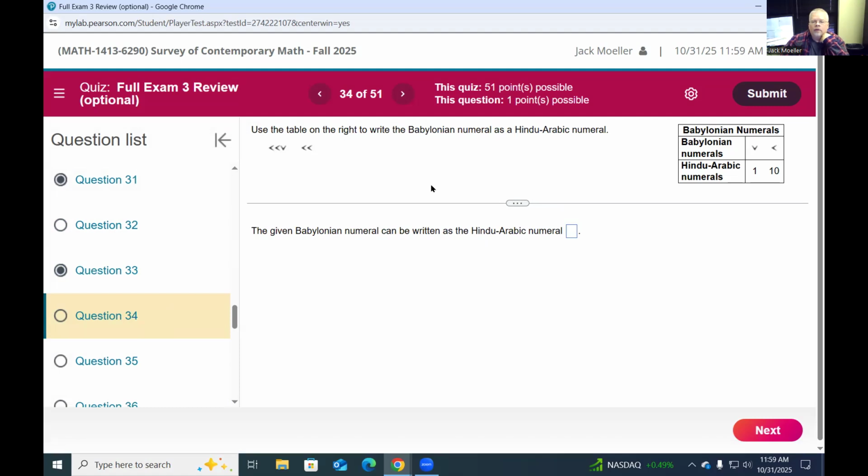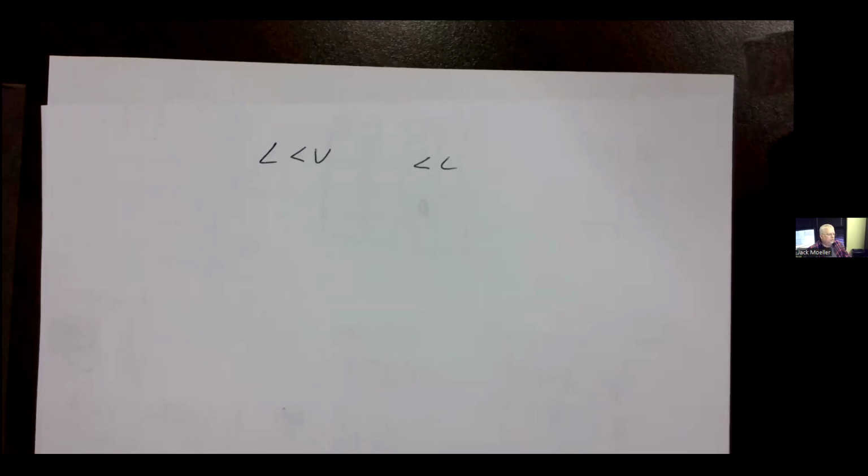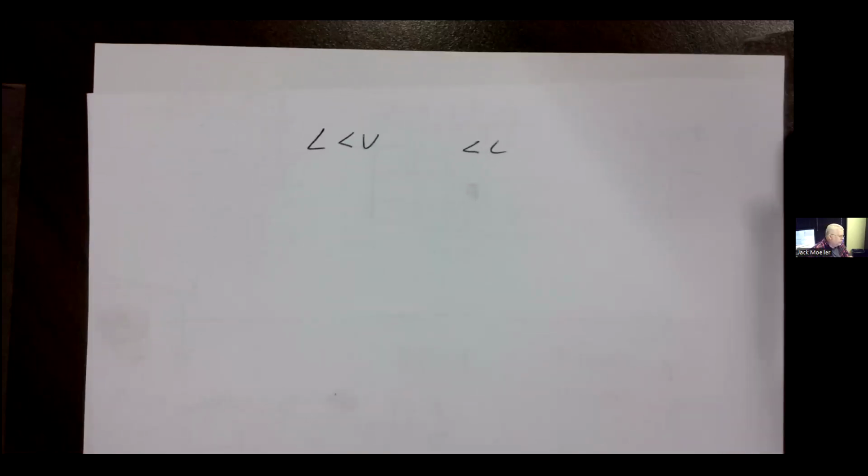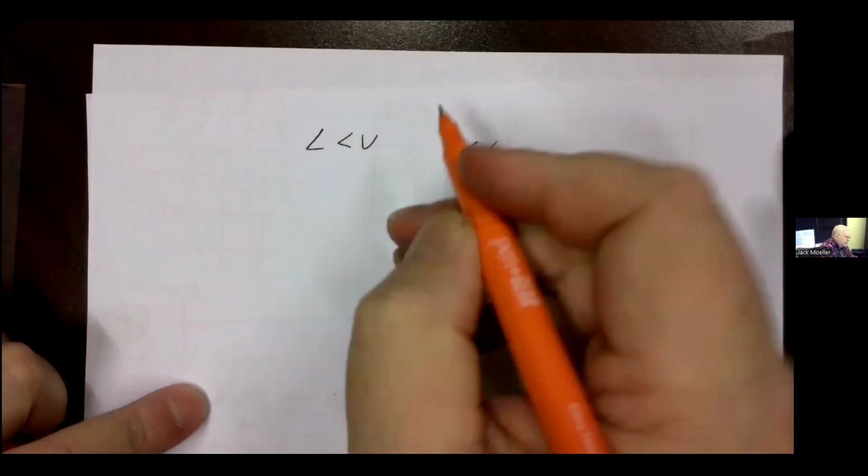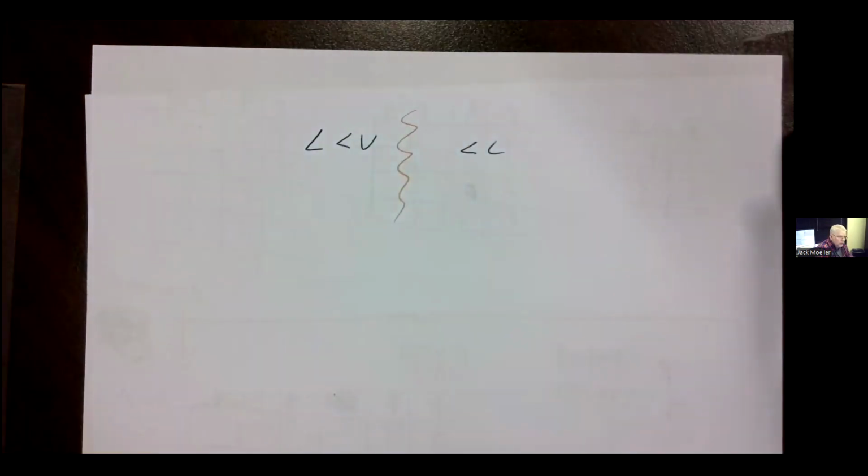All right, so give the Babylonian number as a Hindu-Arabic number. This one's going to take a little bit more work. So we'll put this one on. Less than V. Less than. All right. So how do we translate this to the Hindu-Arabic system? Well, first thing is there is a big space between these two. You should know from doing the homework that means we're going to separate our place values.